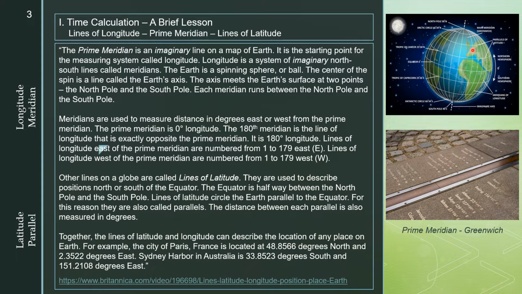Sydney Harbour in Australia is 33.8523 degrees south and 151.2108 degrees east. We submit to you the link for your perusal.